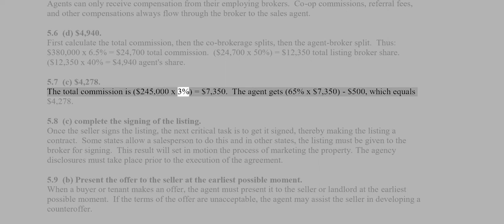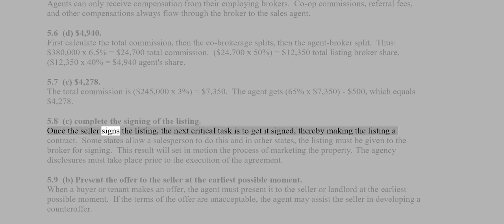$245,000 x 3% equals $7,350. The agent gets 65% x $7,350, minus $500, which equals $4,278. 5.8 C. Complete the signing of the listing.